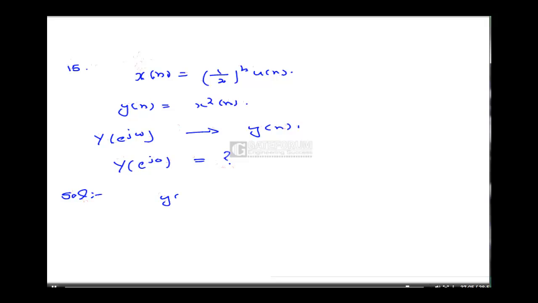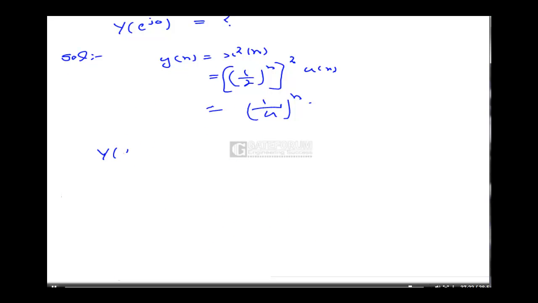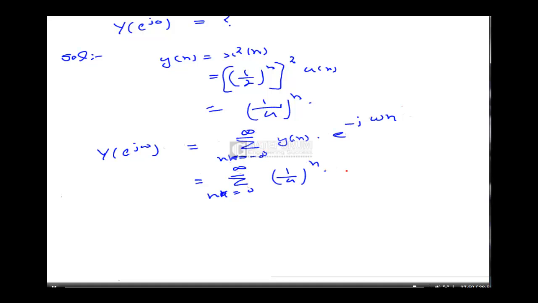See, y[n] equals x^2[n]. So this will be (1/2)^n whole square u[n]. This will be how much? (1/4)^n. Okay. Now Y(e^jω) is equal to summation n tending to minus infinity to infinity y[n] e^(-jωn). So writing this, n tending from 0 to infinity, (1/4)^n e^(-jωn). This is my Y(e^jω).